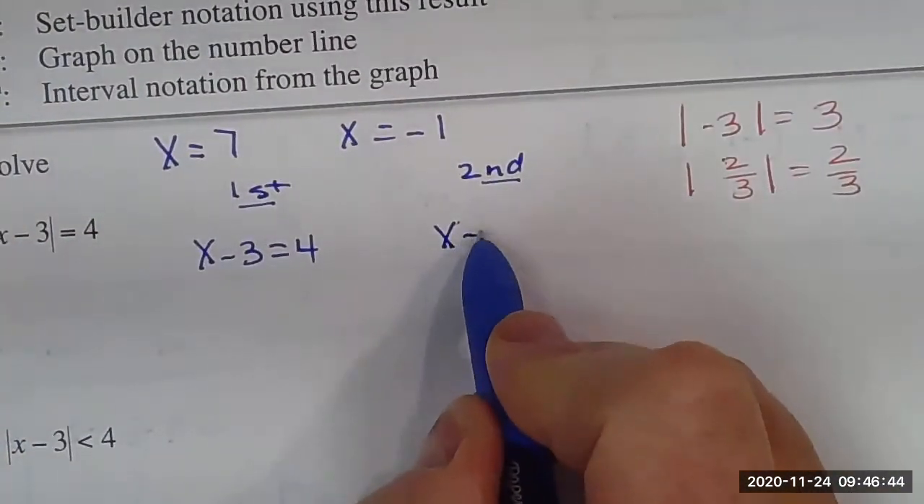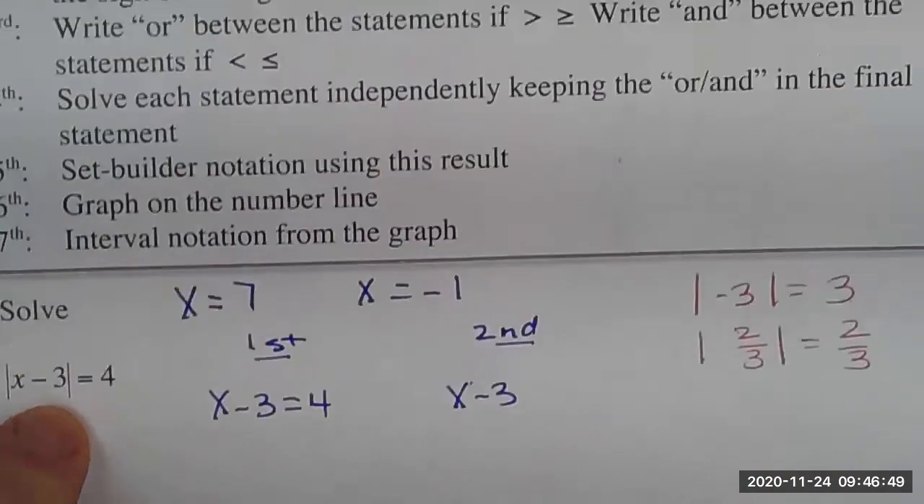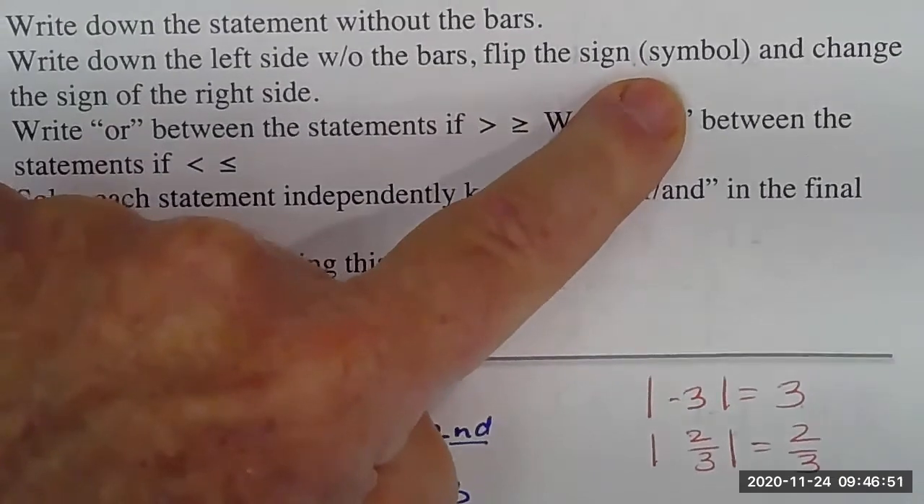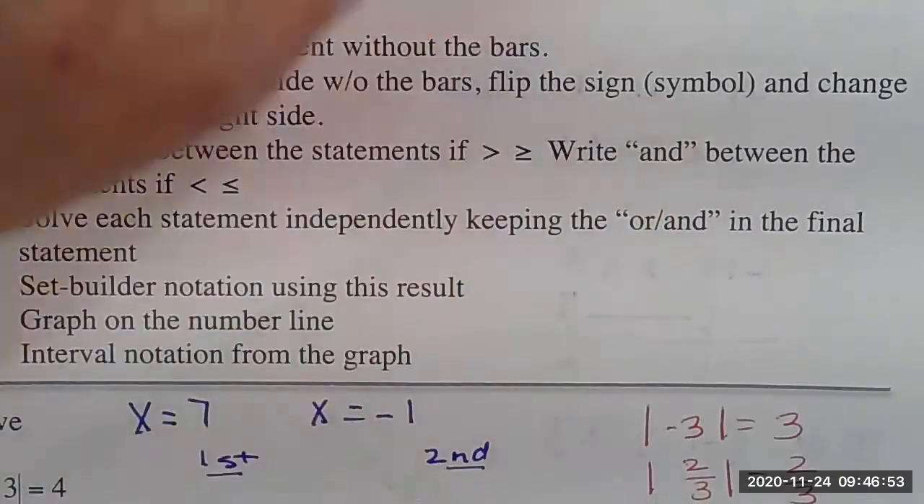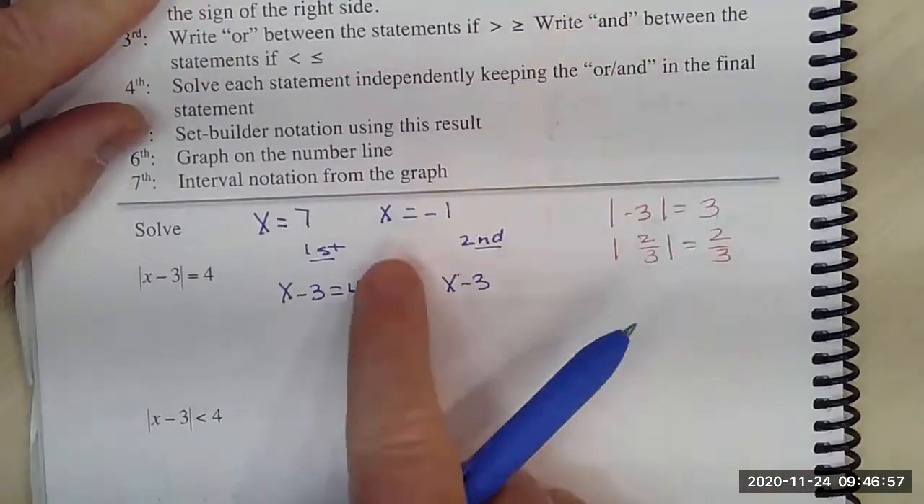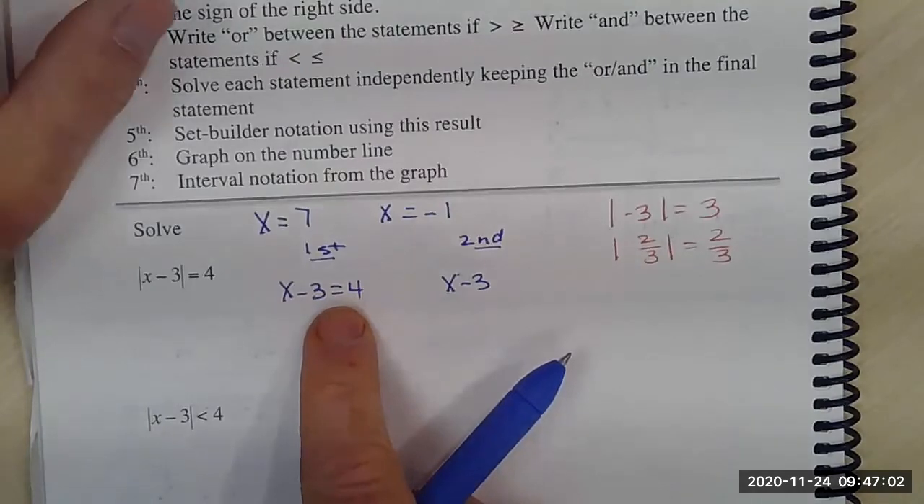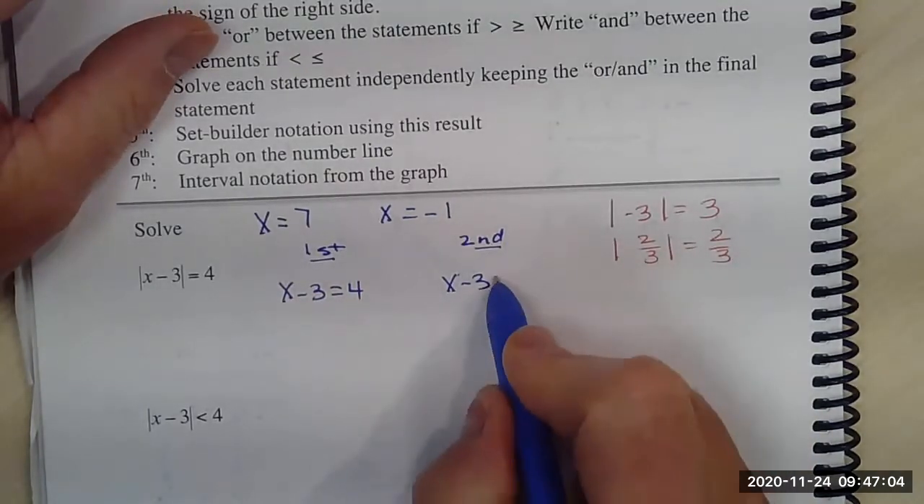So x subtract 3. Just take the bars off. Flip the sign. Flip the symbol. What happens when you flip an equal sign? Equal sign. Oh, okay. Flip the sign. There, fine.